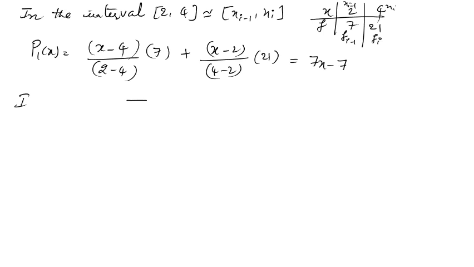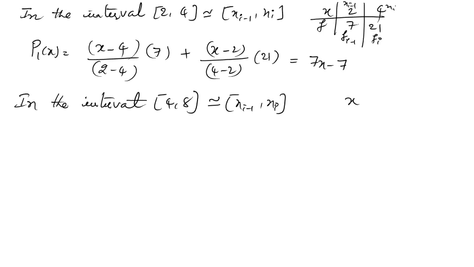And in the subinterval, what is the interval? 4 comma 8, the last interval, and consider this as x_{i-1} to x_i. That means x, f: this point is 4, 21. This is x_{i-1}, this is x_i, and for 8, 73. So this is f of x_i, right?